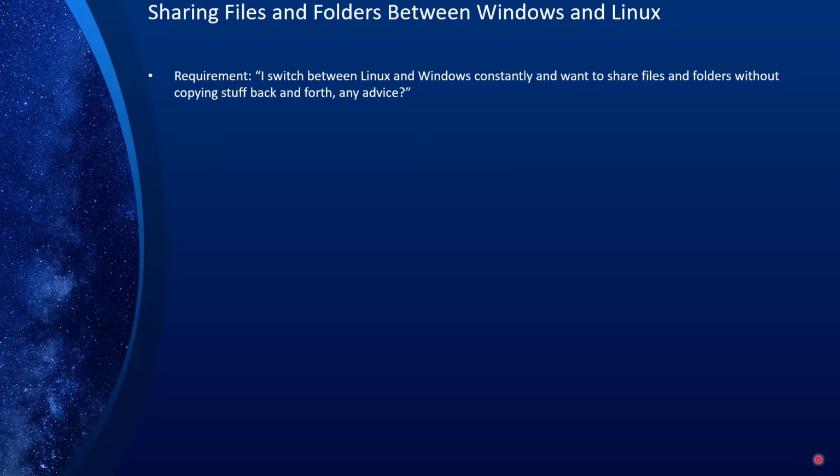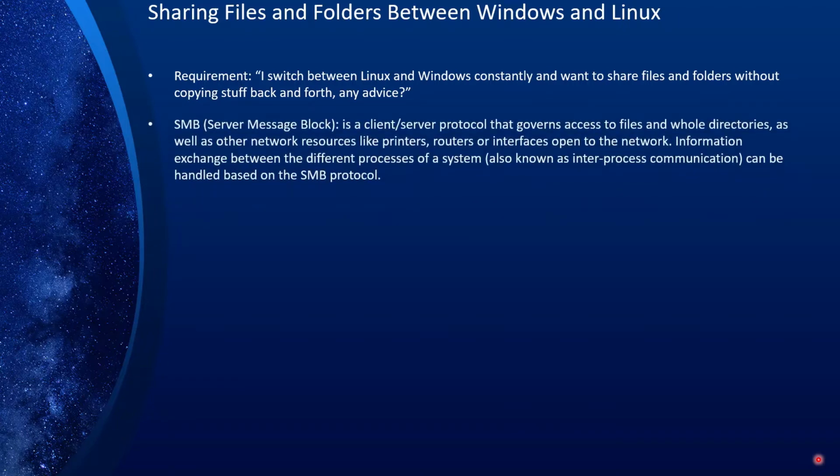So in this episode, I'm going to talk about how I do it. This is probably not the only way, but it is the way that works for me. The way that we are going to do it is to use what is called SMB, or Server Message Block Protocol. It is basically a client-server protocol that governs access to files, directories, as well as other network resources such as printers. This has been part of Windows forever.